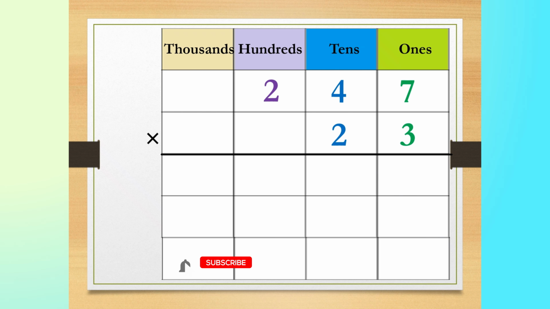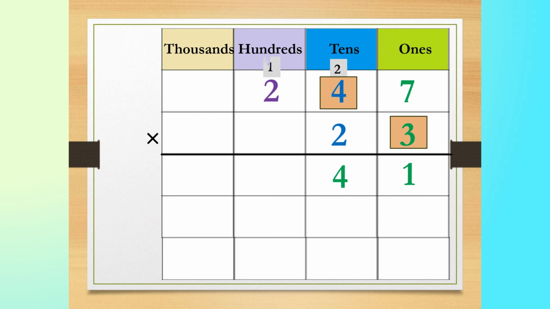247 multiplied by 23. Start multiplying from the ones place. 3 times 7 is 21. Write the 1, regroup the 2. Now multiply the 3 with the 4. 3 times 4 is 12. Add the regrouped number, which is 2. So 12 plus 2 is 14. Write the 4, regroup the 1.